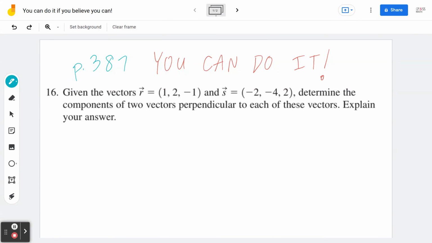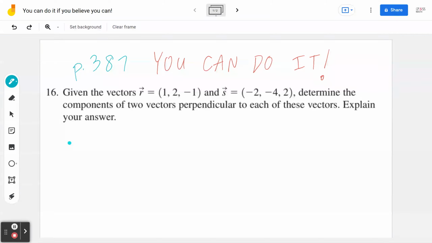Hi, everyone. Let's take a look at number 16 on page 387. Given the vectors r equal to 1, 2, negative 1, and vector s, which equals negative 2, negative 4, 2, determine the components of two vectors perpendicular to each of these vectors. Explain your answer. So one approach is to apply the cross product.